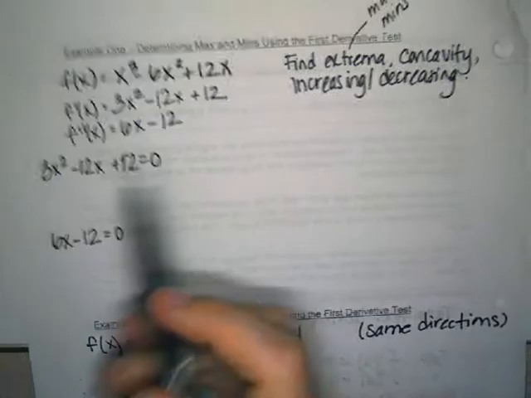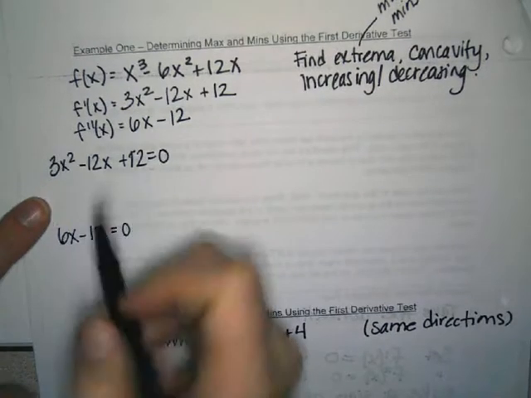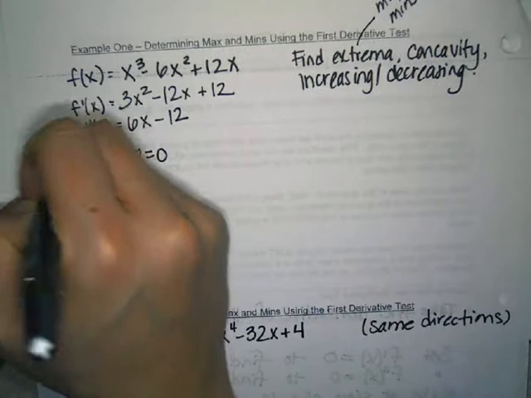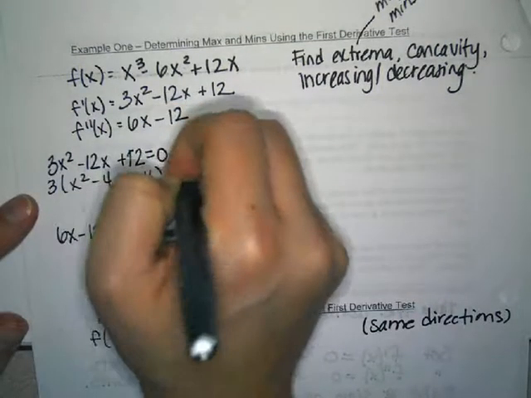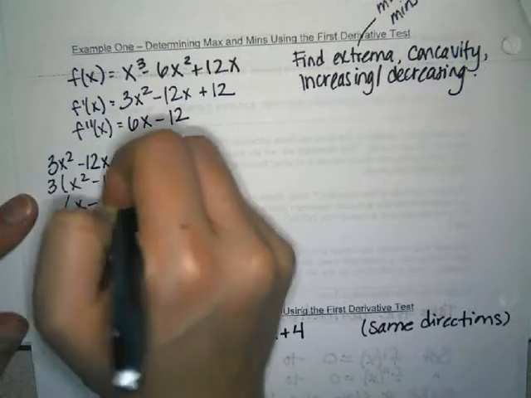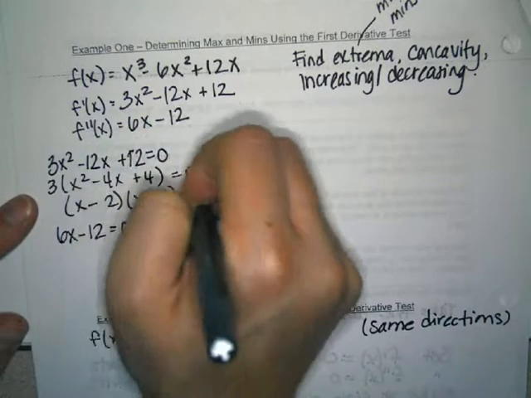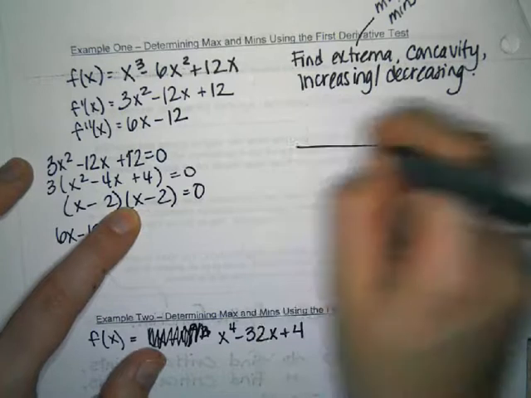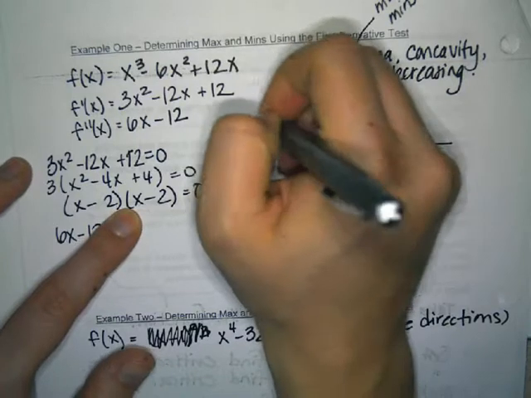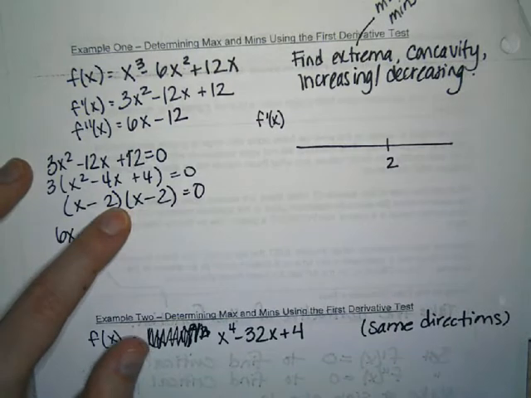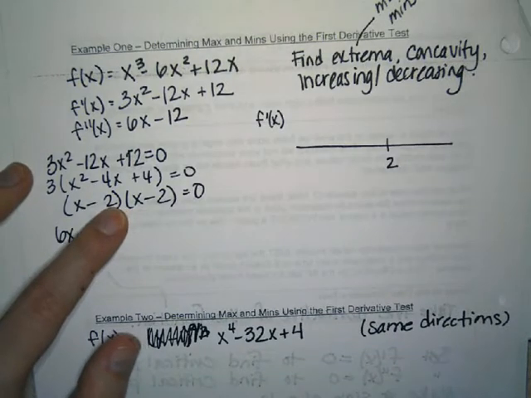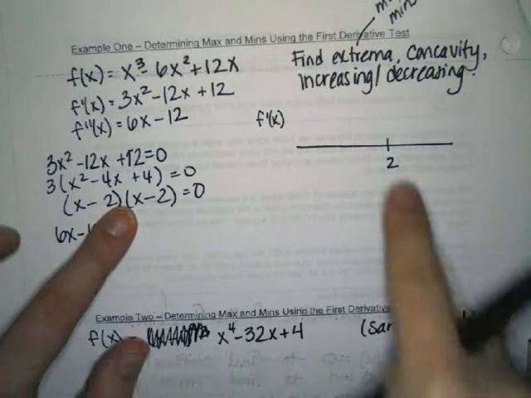So this looks like I'm going to factor. If I pull out a 3, it makes it a little better to factor. I get x minus 2 and x minus 2. So looks like 2. Here's my sign chart for the first derivative. 2 is my only critical value for here.